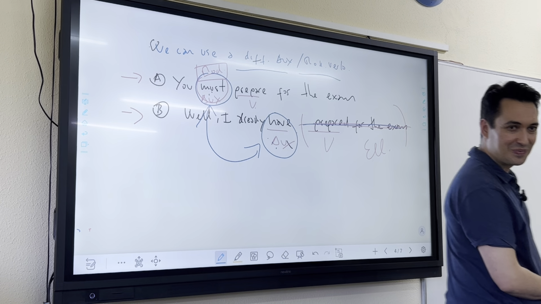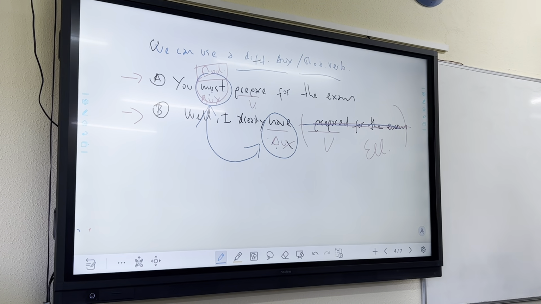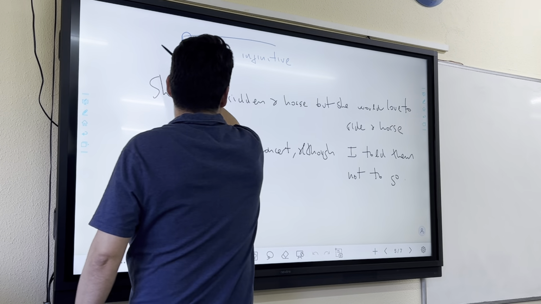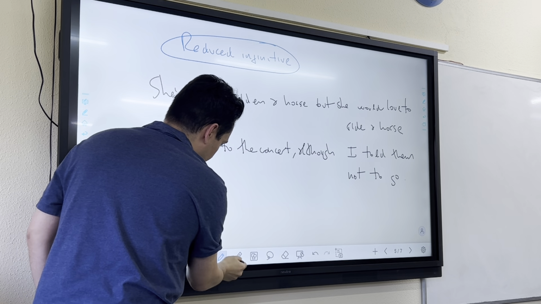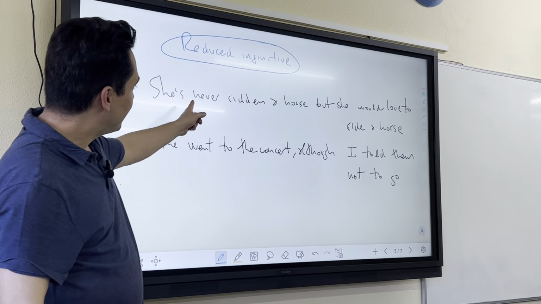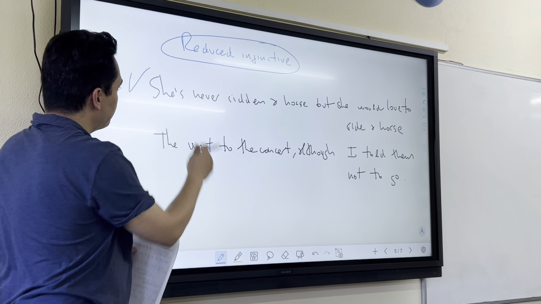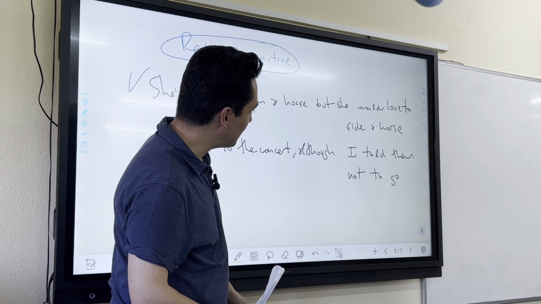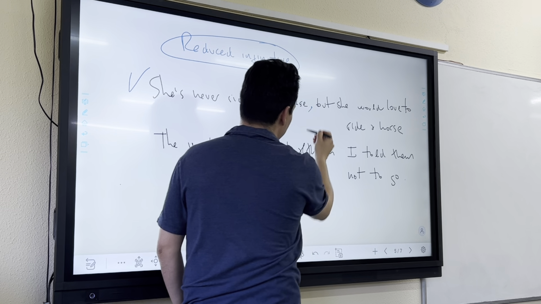So far, so good. Okay, 5 out of 7. Now I will teach you the reduced infinitive. What is the reduced infinitive? Give me an ellipsis here and you will know. Sentence number 1. She's never ridden a horse, but she would love to ride a horse.